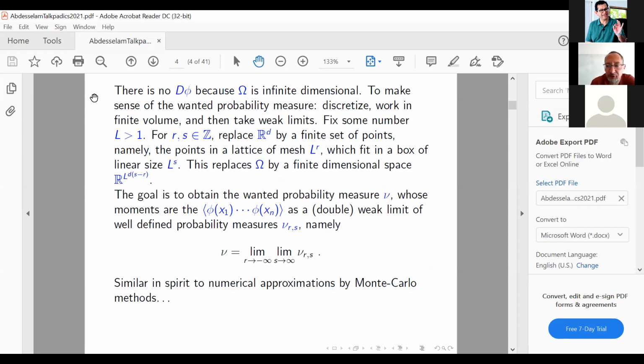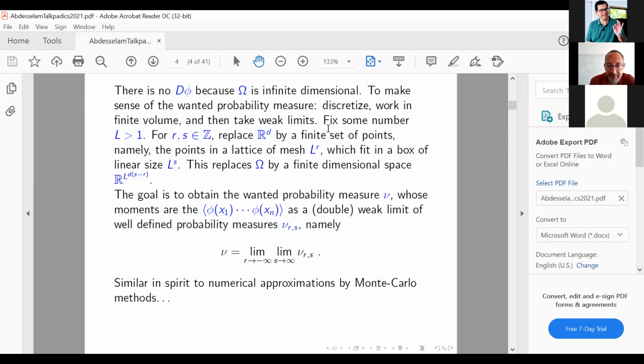Okay, so from a mathematical point of view, what I just wrote doesn't make sense. And we know why. First, there is no Lebesgue measure d phi because omega is infinite dimensional. And so in order to make sense of this, what one can do is to discretize, replace the continuum by a lattice, and also not just an infinite lattice, but make it into a finite grid. That means you also work in finite volume, and then you try to take weak limits of well-defined probability measures.